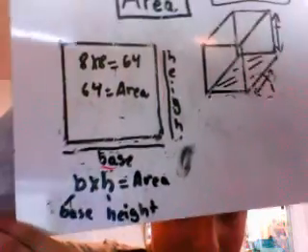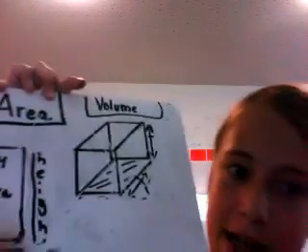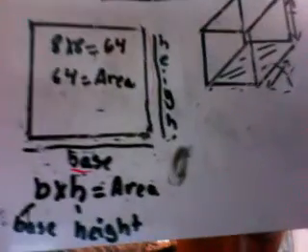Now I need to put on my thinking cap, because I need to find out what 8 times 8 is. If I figure out 8 times 8, then I've got the answer. So 8 times 8 equals 64. And 64 is the area. See here? That was pretty simple, and don't forget, the base times the height. That's really important.